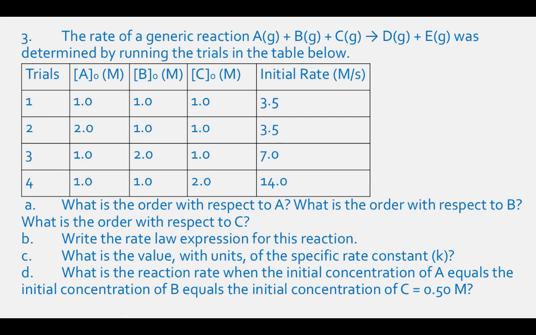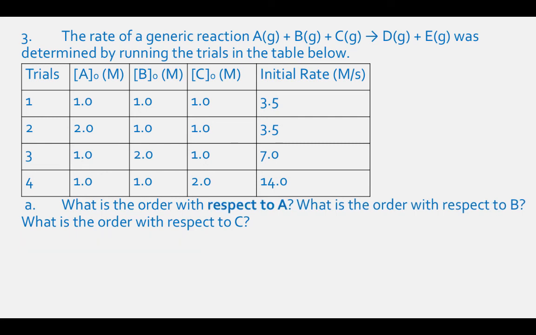D. What is the reaction rate when the initial concentration of A equals the initial concentration of B equals the initial concentration of C equals 0.50 molar? In order to find the order with respect to the different reactants, use the generic rate equation, which is rate equals K, the rate constant, times the concentration of A raised to the unknown order m, times the concentration of B raised to the unknown order n, times the concentration of C raised to an unknown order p.